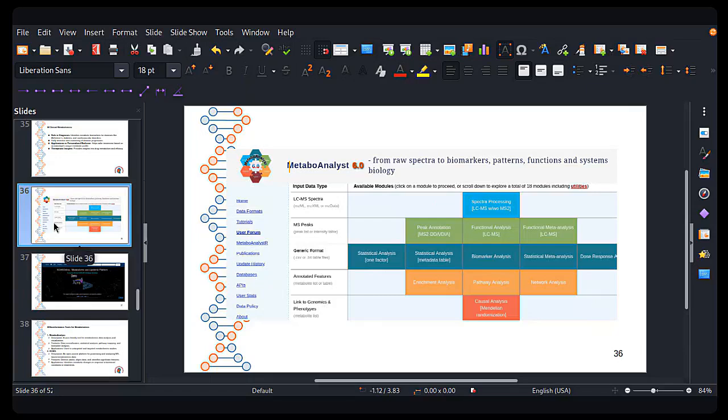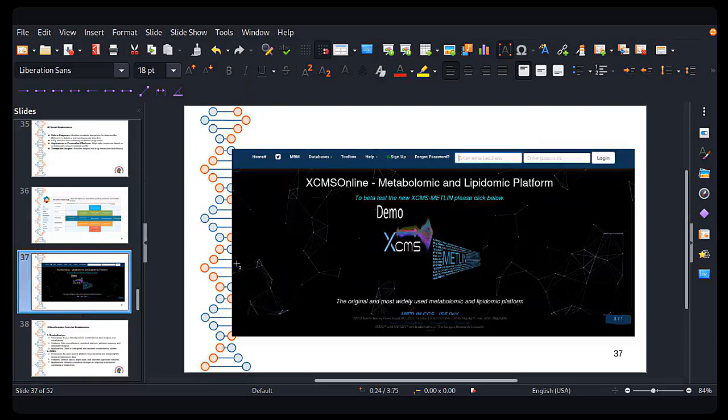So these are the two tools. MetaboAnalyst, from raw spectra to biomarkers, patterns, function, and systems biology. Right, different techniques are here. You can use LC-MS, spectra, MSP. You have to select. यहाँ से आपको select करना है. Then you can input the data, you can upload the data, metadata, and so on. XCMS is an open source platform, meaning you can freely use this, right?